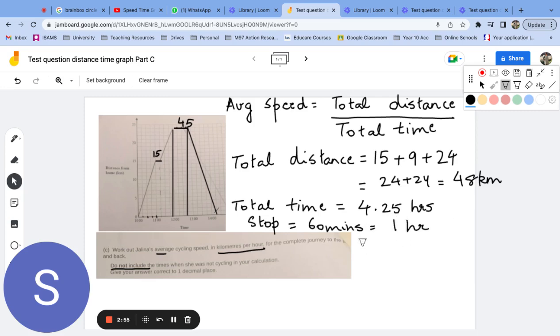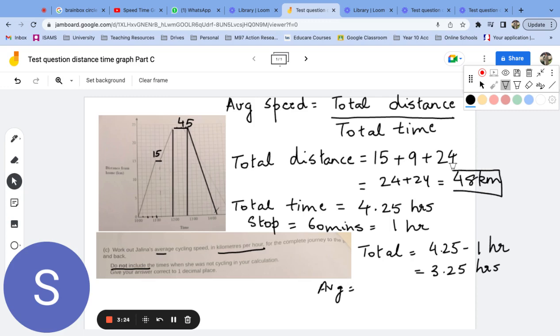Now, the total time excluding the time she stopped is 4.25 minus this 1 hour that she stopped, which is equal to 3.25 hours. This is the time of the journey excluding her stopping bits. Okay, so now you can calculate the average speed. The total distance we know is 48 kilometers. So total distance is 48.